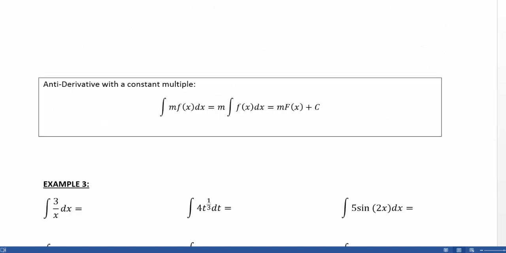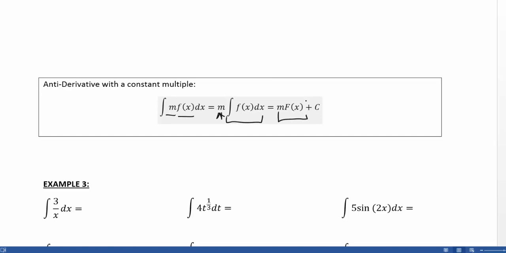So remember with derivatives, if you had a constant and then you took the derivative of a function, that constant multiplied the derivative. The same thing happens with antiderivatives. If you have a constant, m, times a function, you can actually pull that constant out front and take the antiderivative, and you end up with m times the antiderivative. So that constant carries through if it's multiplied in front of a function. So that constant multiple rule, it carries over. All the constants are coming with us.